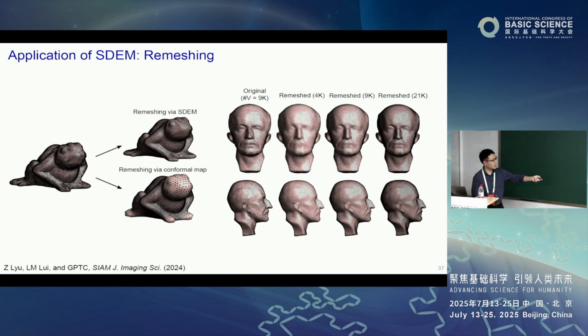And here is another set of examples showing that for the same surface, we can achieve different remeshing results by just mapping this onto the sphere using our approach, and then doing remeshing on the sphere using different numbers of mesh elements.